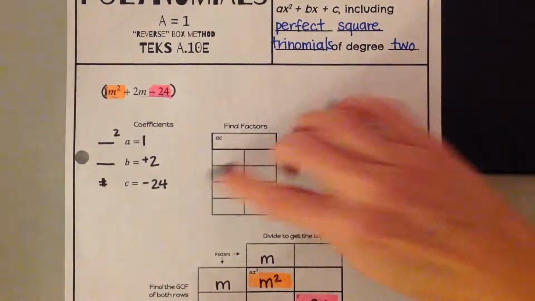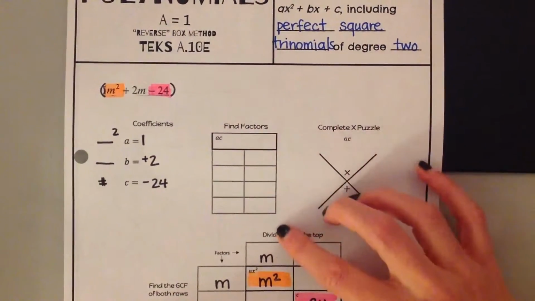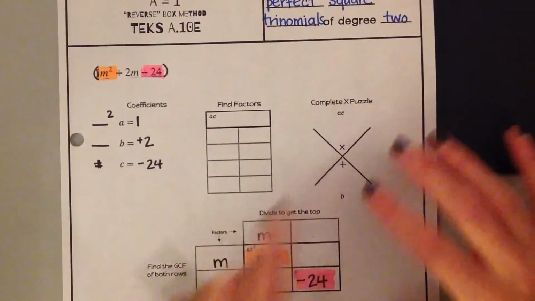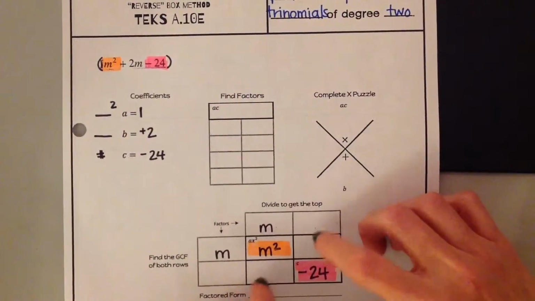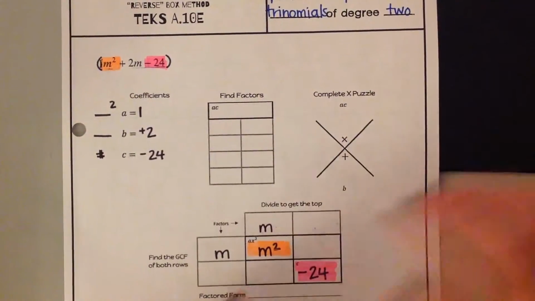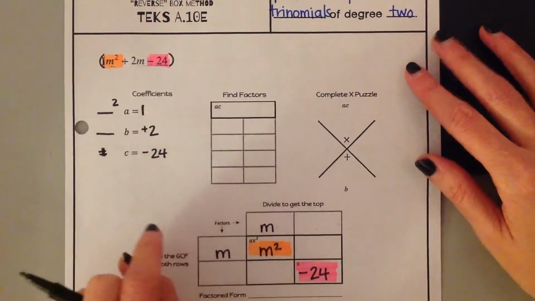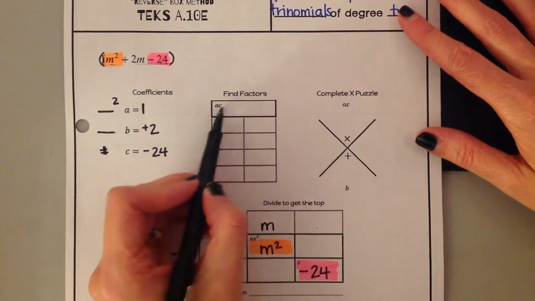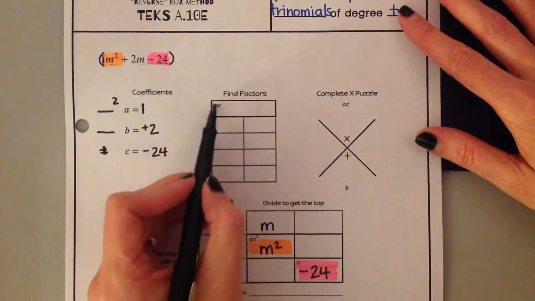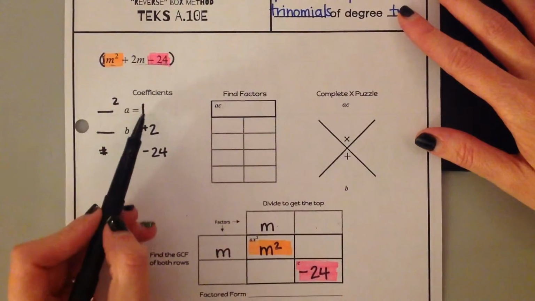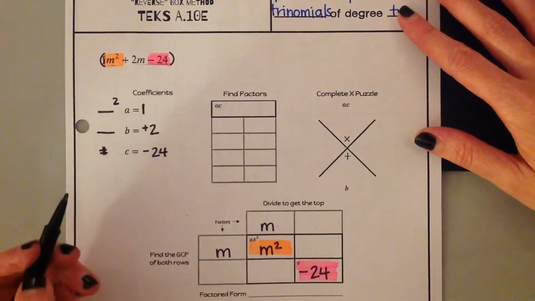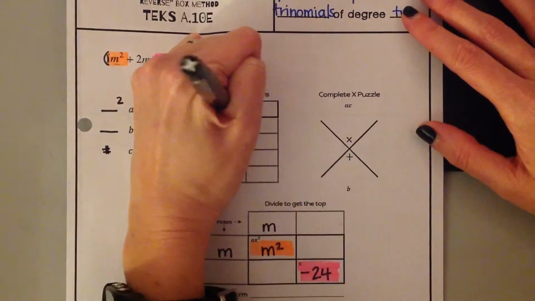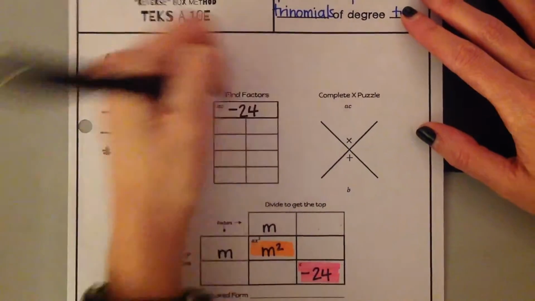And now we're going to use these coefficients to find factors. These factors are going to help us complete a little puzzle that will then tell us what is going to fill in our boxes. So that's why we need these coefficients. First thing we've got to do is a times c and find the factors of a times c. Well, I know the value of a is 1 and the value of c is negative 24, so that product is negative 24. And now you're going to need your calculator.